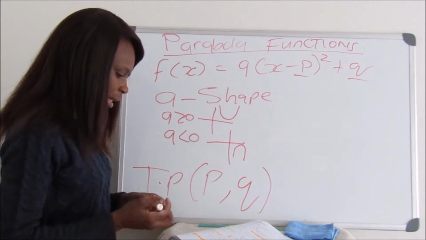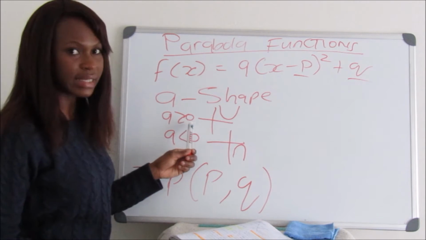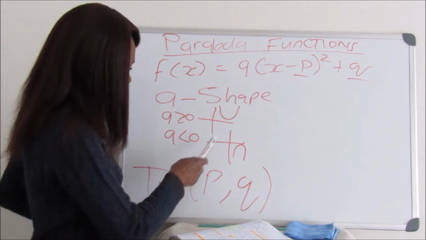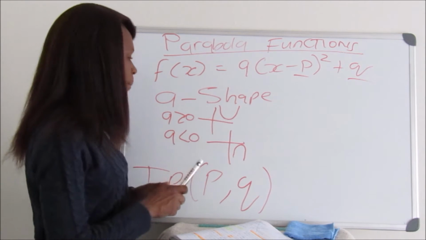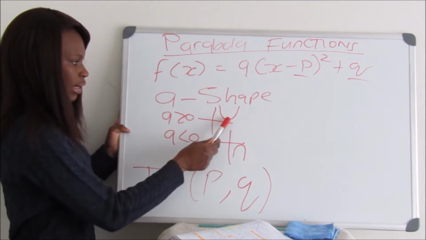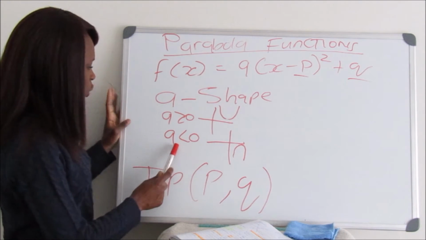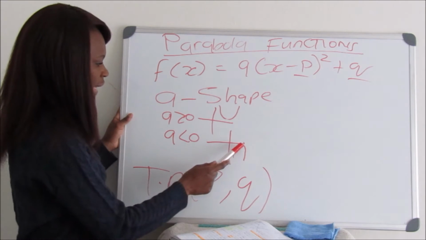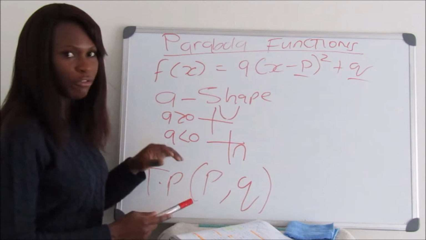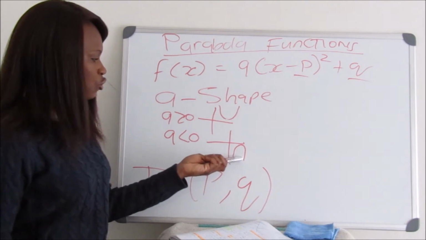Another thing to take into consideration is that if a is greater than 0, then the turning point will be the minimum value of the graph, as you can see from this one. And if a is less than 0, then the turning point will be the maximum value of the graph, as you can see from the rough sketch that I've just drawn here.